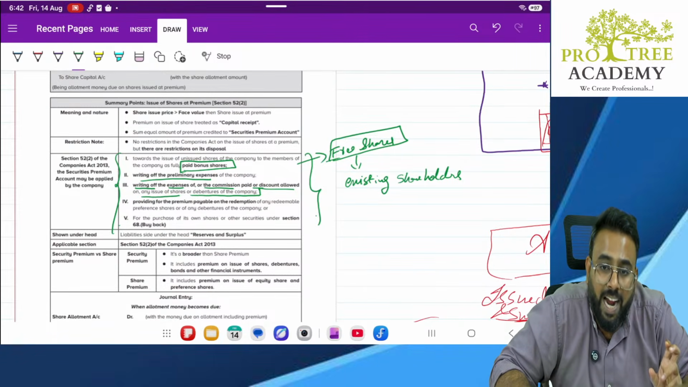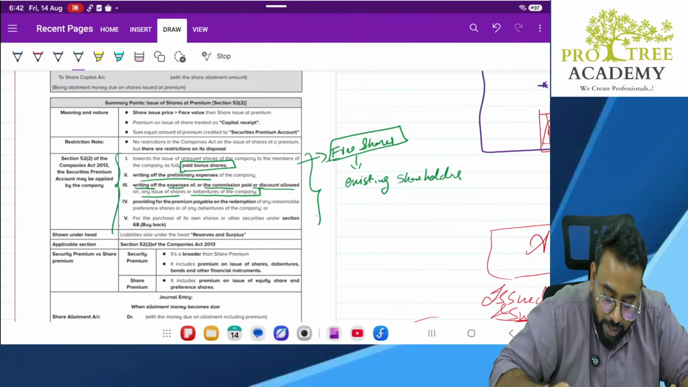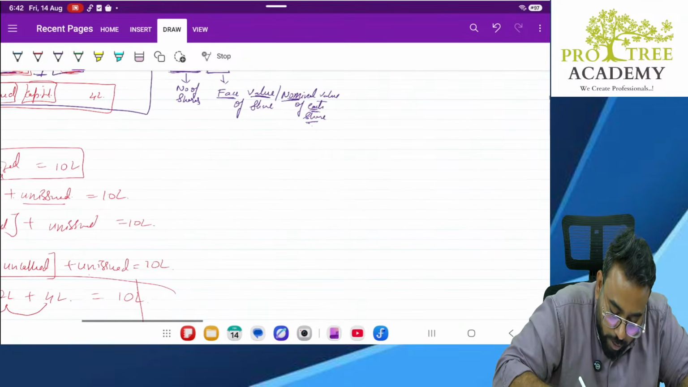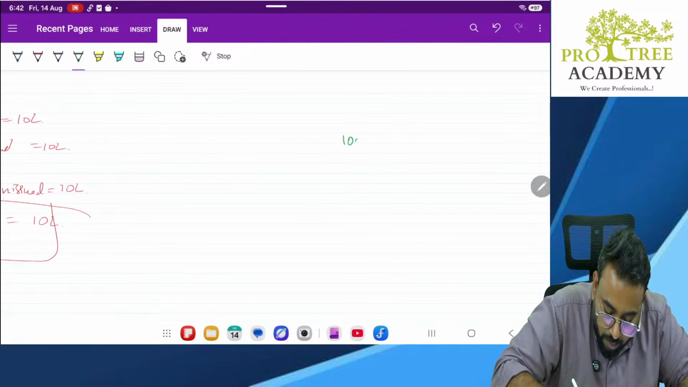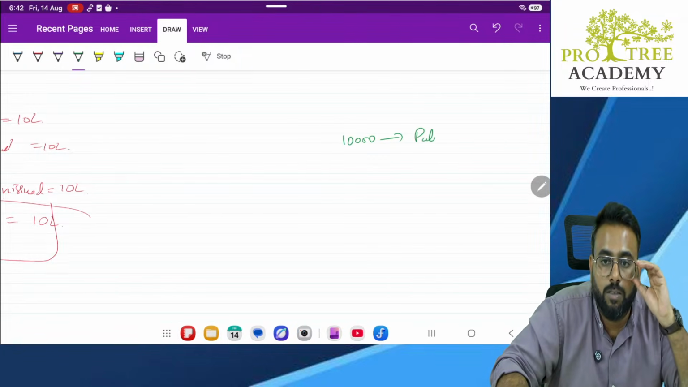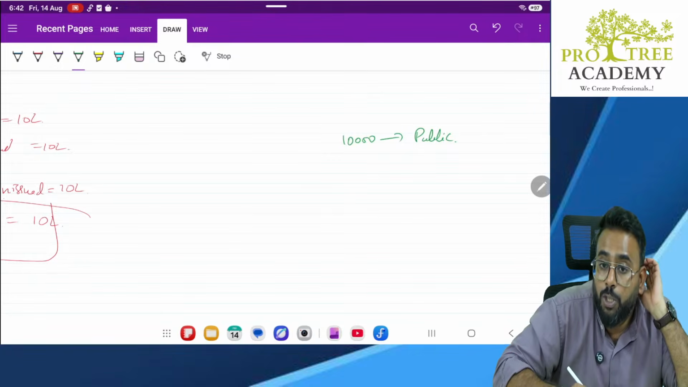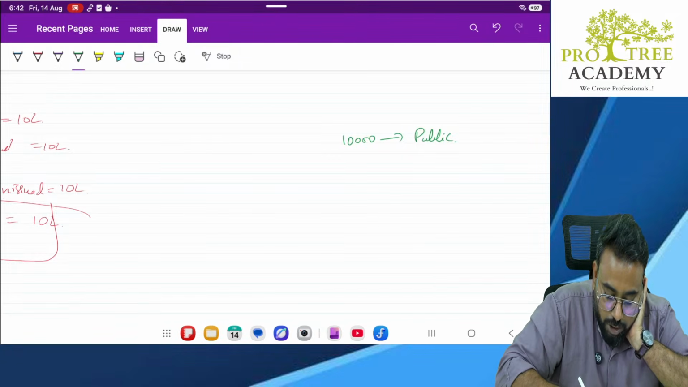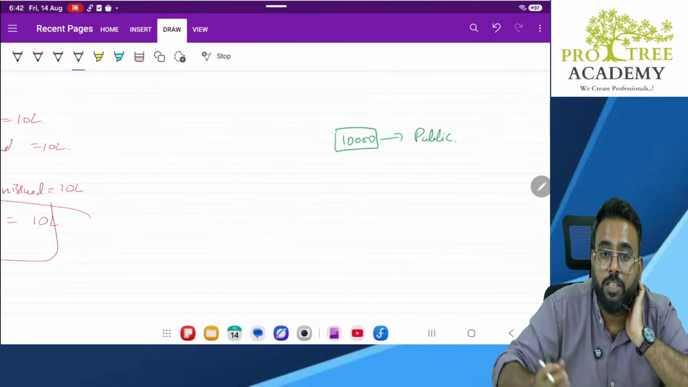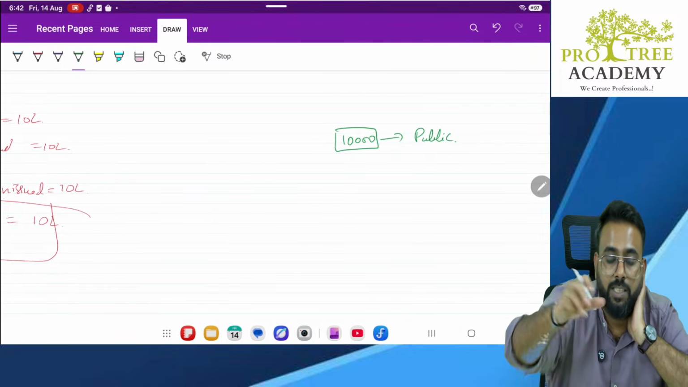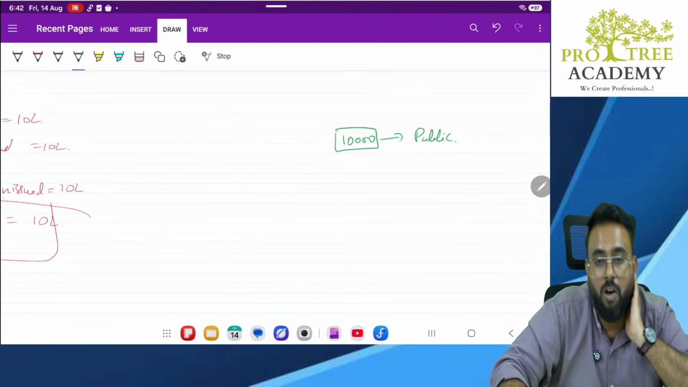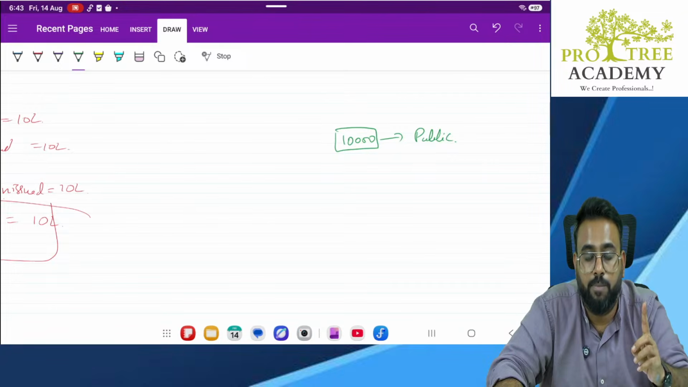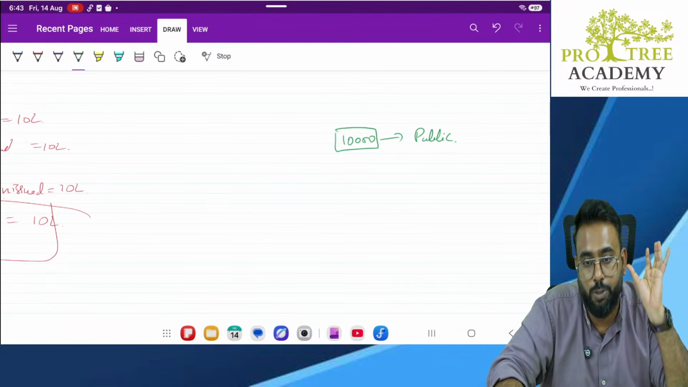Commission: there is something called underwriting. Underwriting is a concept where, suppose you have a company and you want to issue 10,000 shares to the public. Now you don't know whether these 10,000 shares can be subscribed or not. Subscribed means the public will be interested to buy, to purchase these shares. Always remember, when we give the shares for the first time, only then the word subscription is used.